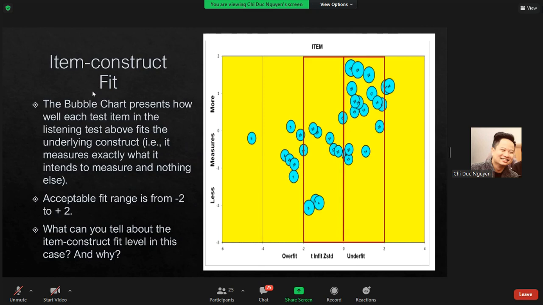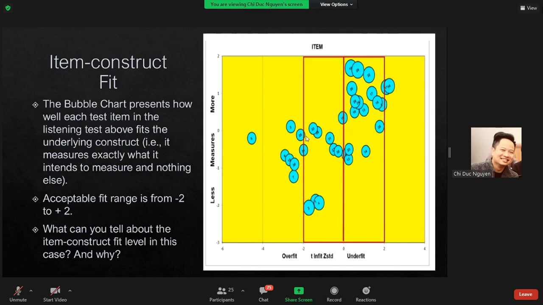Yeah, so there are 3 items that we need to remove from the test because they are measuring something else. Item fit to the construct is to measure the extent to which the item measures exactly what we intend to measure, nothing else. And the 3 items over here, for example, items number 11 and 34, measure something else, but not the listening ability of the student. And even item number 9 over here. So these 3 items must be removed from the test.